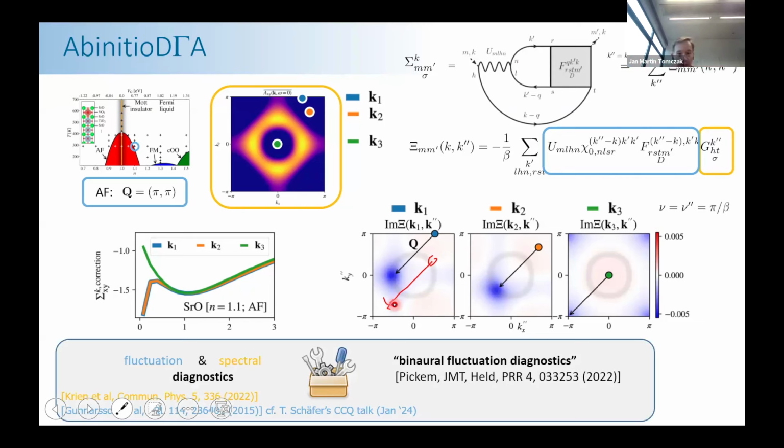And okay, so this kind of combines aspects of fluctuation diagnostics that Thomas was talking about, and also the spectral ingredient that Friedrich Krien has a recent paper on. And okay, since it's kind of both a little bit, we had a fancy name, and we call this binaural, like stereo, fluctuation diagnostics. Okay.